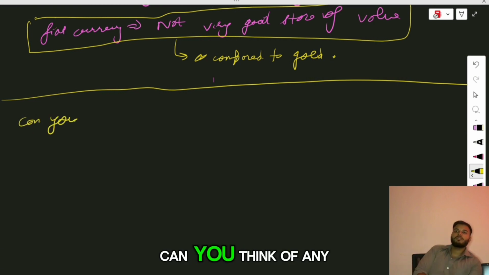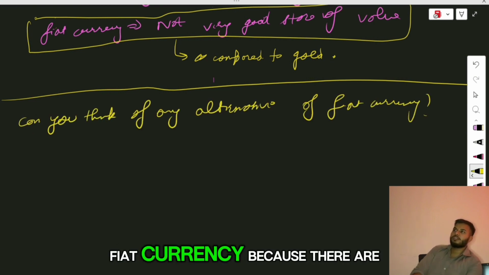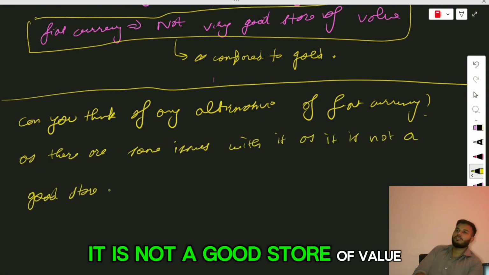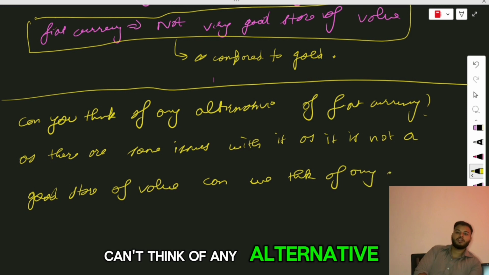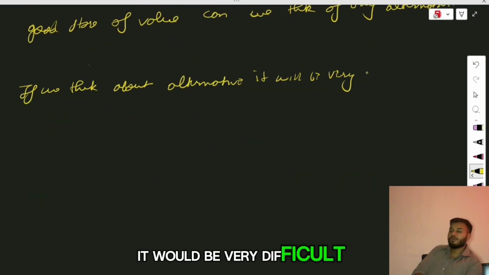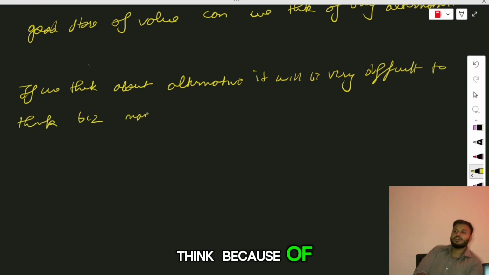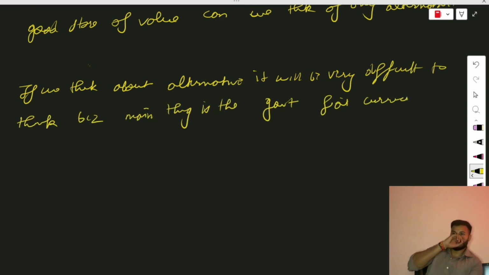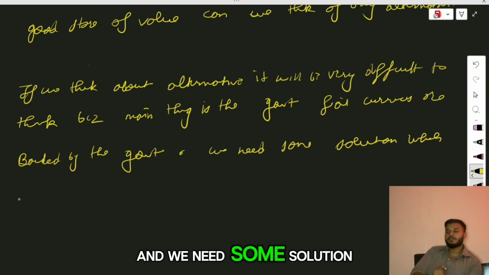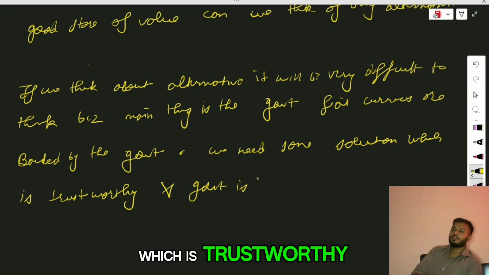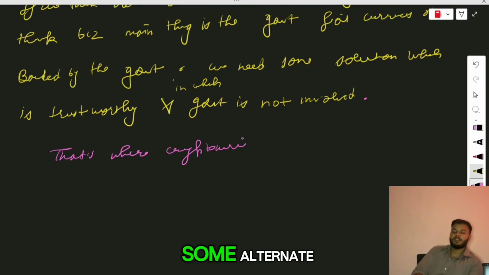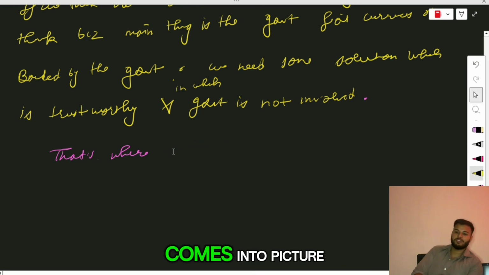Now, can you think of any alternative to this fiat currency, because there are some issues with it, as we have seen that it is not a good store of value? Can you think of any alternatives? It will be very difficult to think of one, because the main thing is the government. Fiat currency is backed by the government, and we need some solution which is trustworthy and in which the government is not involved. But we have to think of some alternative, and that's where cryptocurrency comes into the picture.